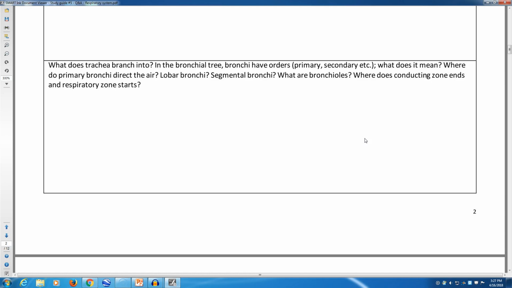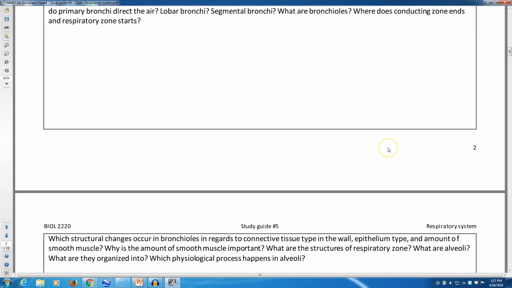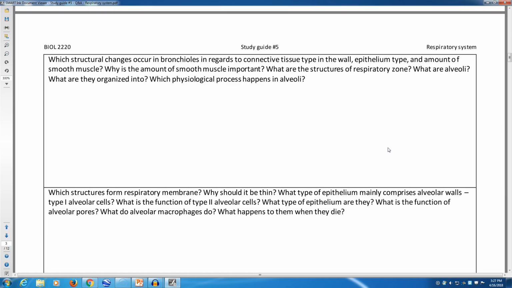Orders, you have to understand, every smaller segment of the lung is supplied by the next order of bronchi. Bronchioles, know that the respiratory zone starts with the terminal bronchiole. I'm not going to ask you which order of bronchi finishes the conducting zone. Structural changes, that's what I asked you about today.